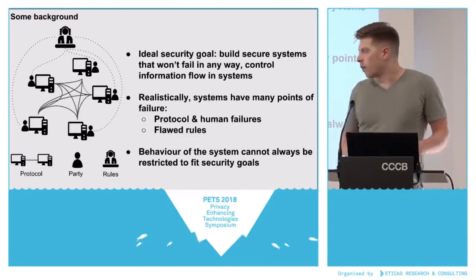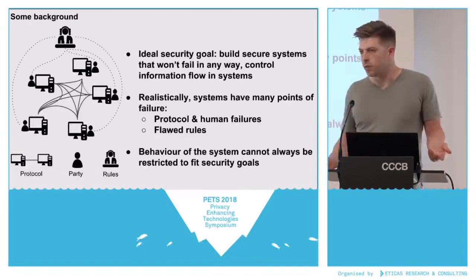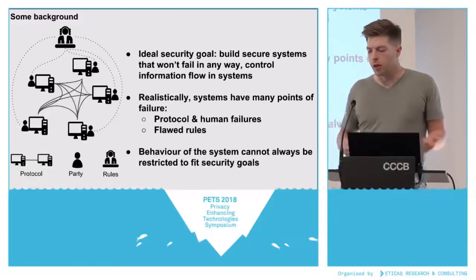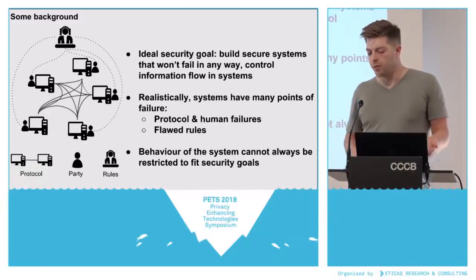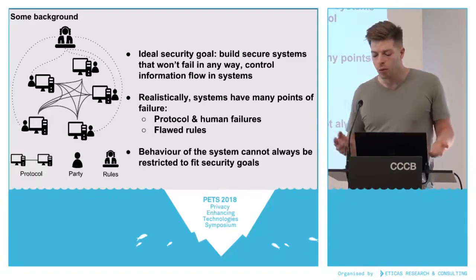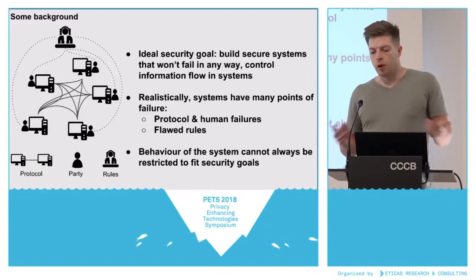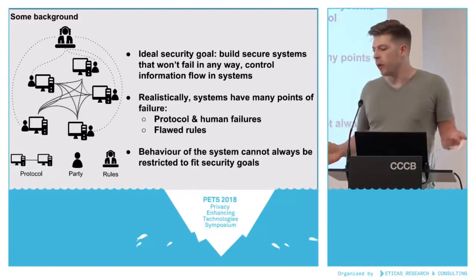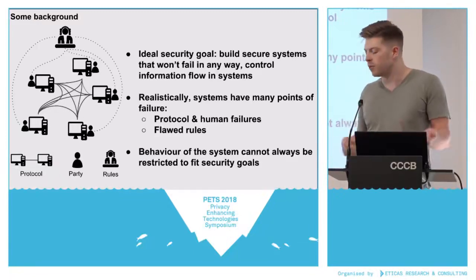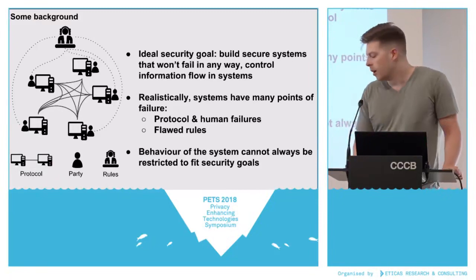So, for a bit of background, we'll start with the general idea of a system. You have a big system, a lot of protocols going on, a lot of people operating different parts of the protocols. There's some set of rules that are more or less agreed upon for how the system should run. And pretty much everything in there can fail. Computers fail all the time, humans fail all the time, rules can be pretty bad and written by people who don't understand the system.